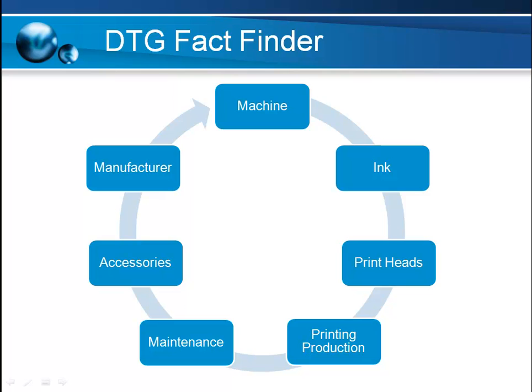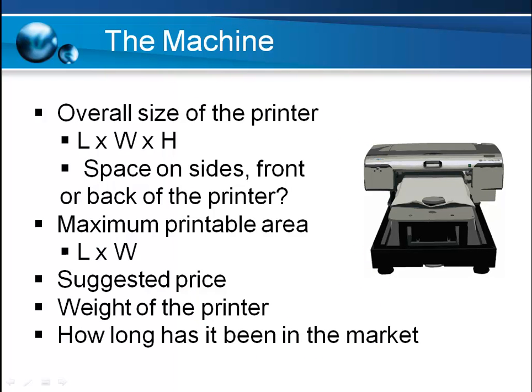The DTG Fact Finder will go through the following different areas. We'll talk about the machine or the printer itself, the inks, the print heads, printing production, maintenance, accessories, and then the actual manufacturer of the printer. So let's start off with the machine.